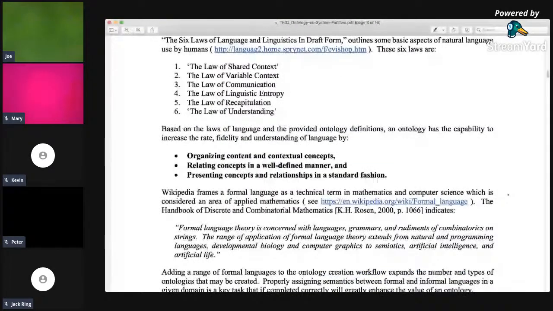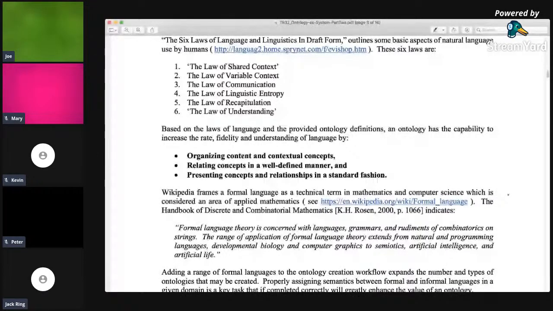But these laws basically are impacted by ontologies because ontologies help organize content and contextual concepts. So now that they're organized, the ontology itself becomes part of the shared context, and people can talk about it, and they can talk about the differences between them, relating concepts in a well-defined manner. Now that you're starting to aggregate these large numbers of concepts and relationships, you can talk about them with just a name tag of XYZ ontology.